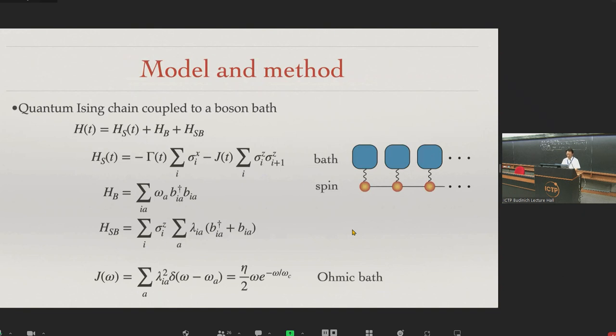Now we move on to the model and method. We consider the quantum Ising chain, a transverse Ising chain in one dimension, coupled to a boson bath. The system Hamiltonian is given here. This is just a one-dimensional transverse Ising chain. And this is the boson Hamiltonian, which is a collection of harmonic oscillators. And this is the system-boson bath coupling. The boson couples to sigma z, that is, the longitudinal field. The spectrum of the bath is ohmic. We assume an ohmic bath. This figure shows a cartoon, and each spin has its own bath.